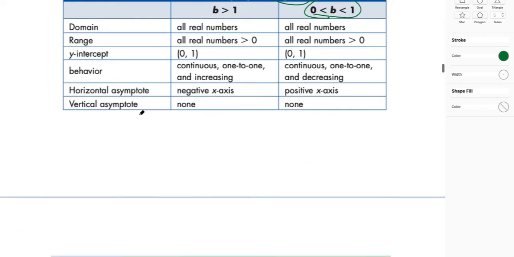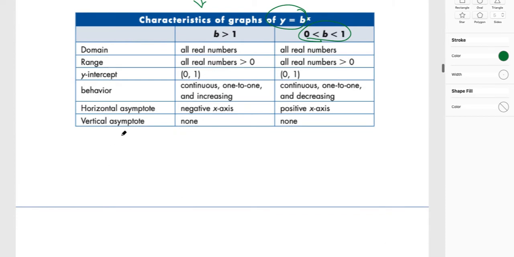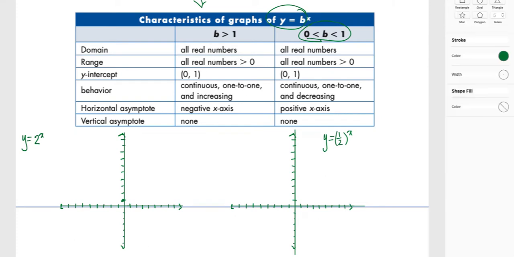Let's think about what this looks like in terms of a graph. Let me give you guys a little bit of a view of what we're talking about here. So I'll get some space here and I'll draw a graph. So if I decide to graph y equals 2 to the x power and y equals 1/2 to the x power, I'm really fitting these two characteristics that they're talking about, b being greater than 1 and b being somewhere between 0 and 1, some fraction.